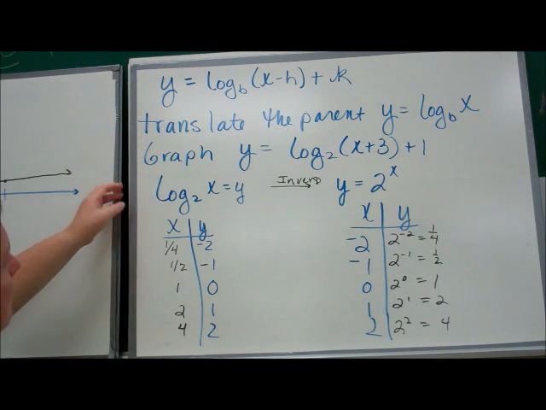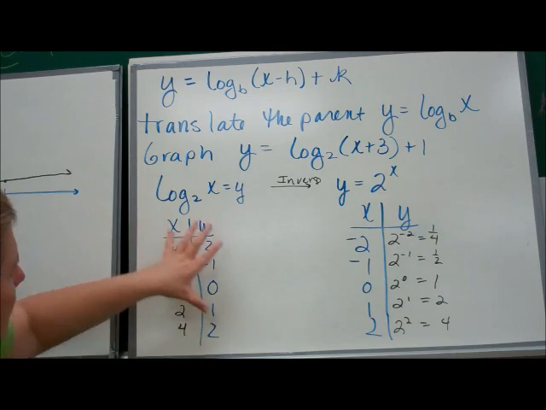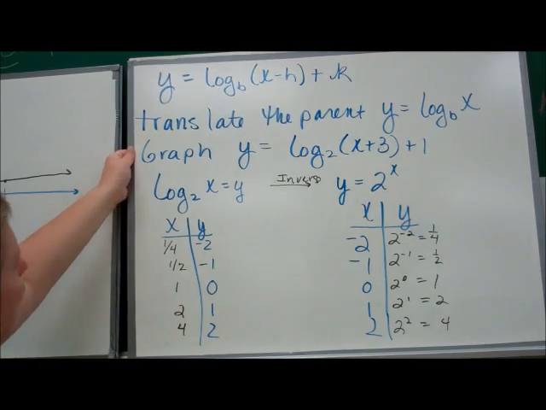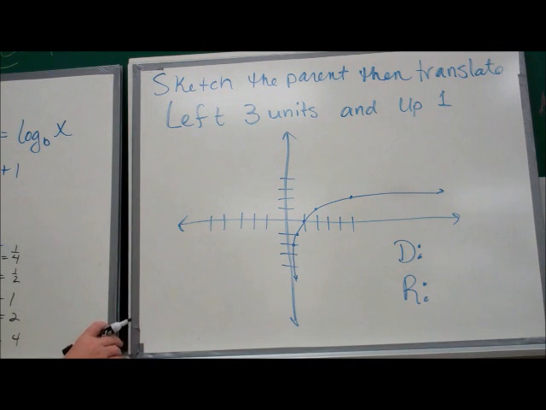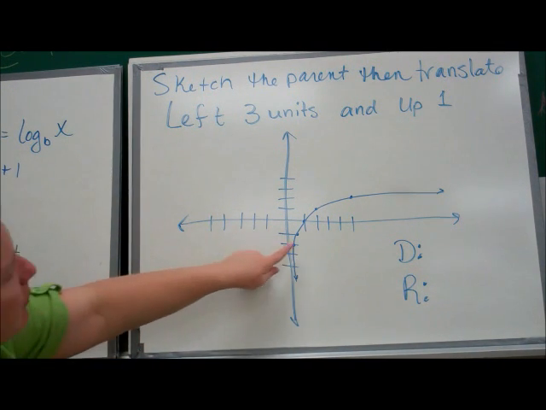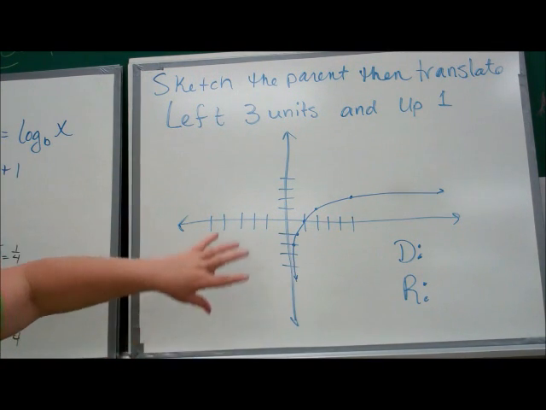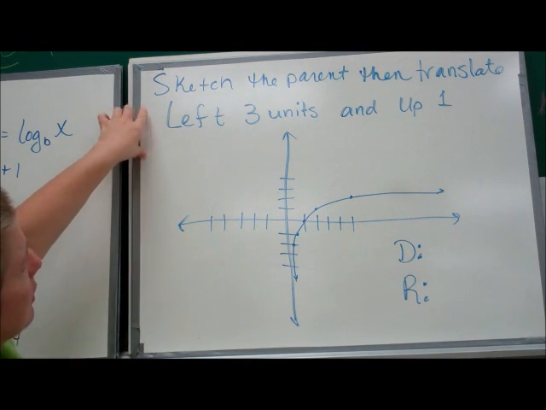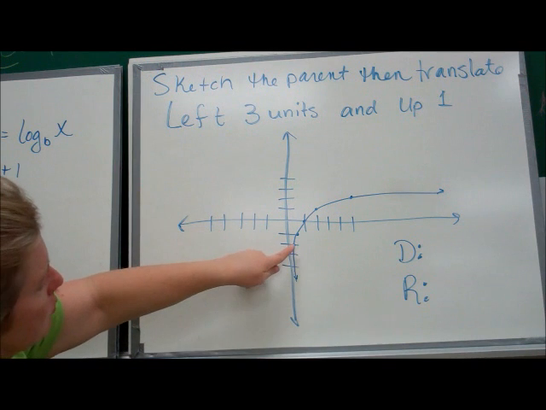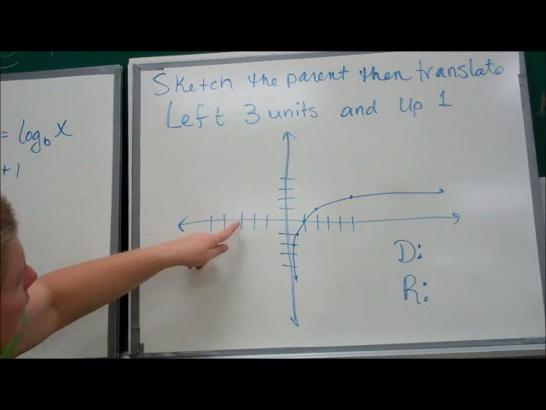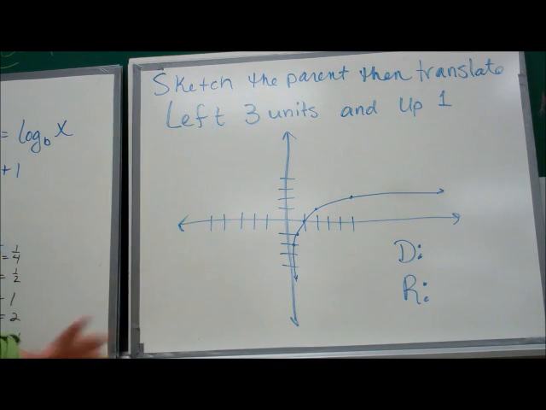Once you do that, now we're going to graph. We're going to graph this one, and I actually already have it graphed on my next slide. That's the parent, okay, where I've plotted those 5 points. Now what we're going to do is we are going to translate left 3 units and up 1. So each one of these points, I'm going to move it left 3 and up 1. And then I'll be done.